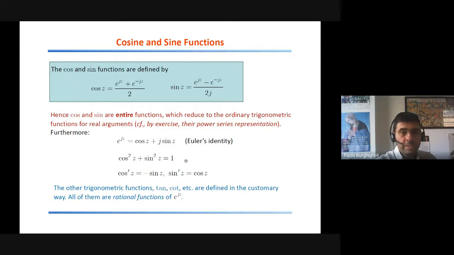Then you have the fundamental trigonometric identity, so the sum of the squares of the cosine and sine functions for any z is equal to 1. And finally, the derivative of the cosine is equal to minus sine, and vice versa, the derivative of the sine function is equal to the cosine. All the other trigonometric functions, like the tangent, cotangent, etc., can be defined in the usual way in terms of the sine and cosine functions, and all of them can be seen to be rational functions of the complex exponential e to jz.